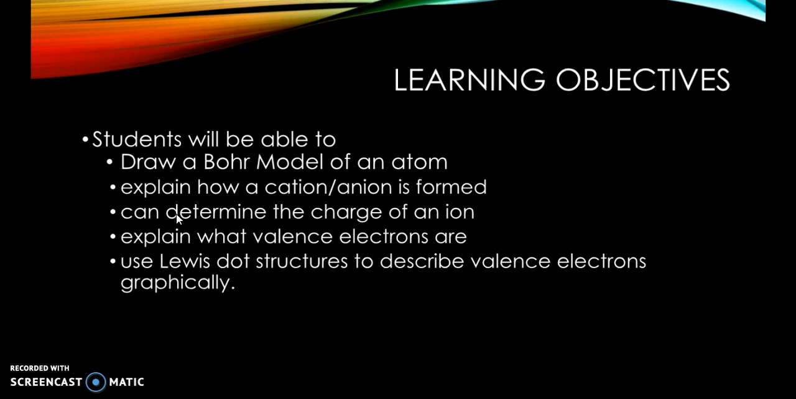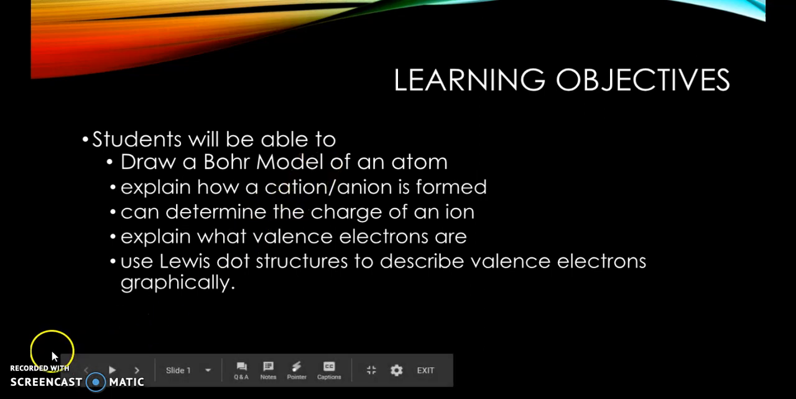So, that is all I have. You should know how to draw out those Bohr models at this point. Explain what cations and anions are, how they're formed, determine the charge of those, and explain what valence electrons are, and draw Lewis dot structures. You are now good to go and start your assignment on drawing Bohr models and Lewis dots.